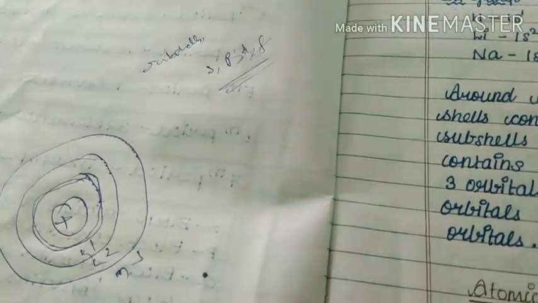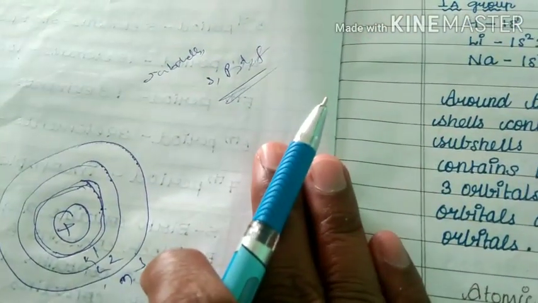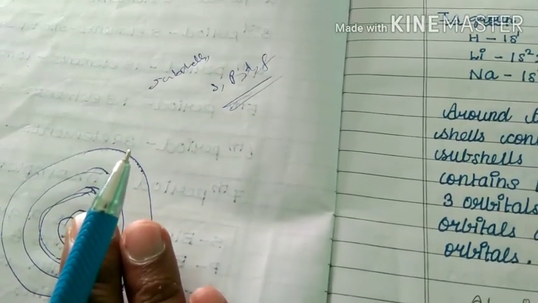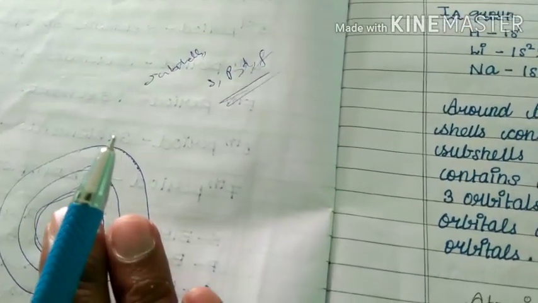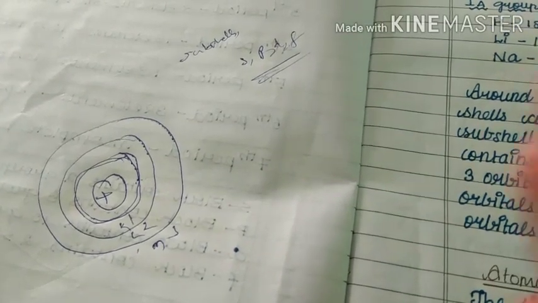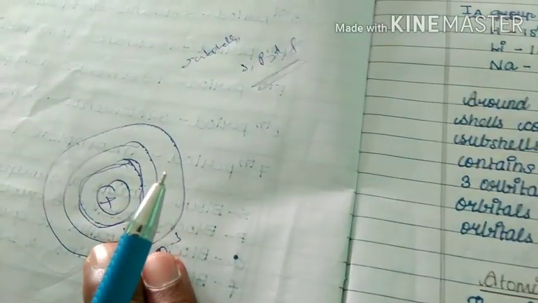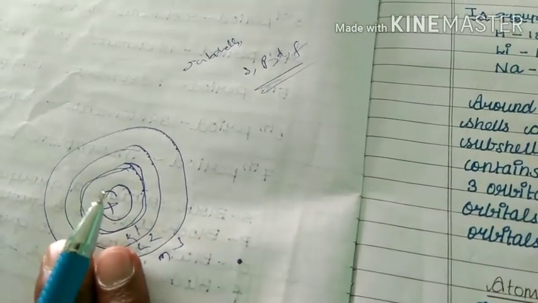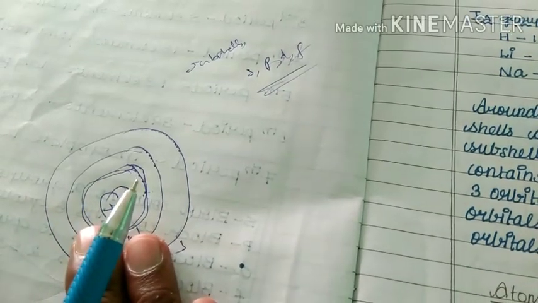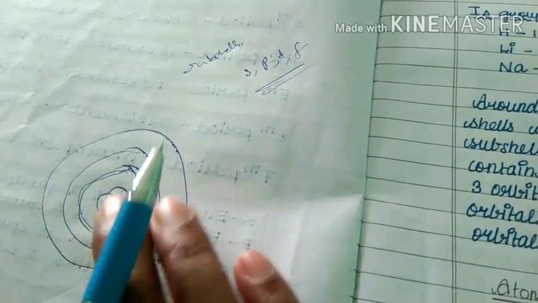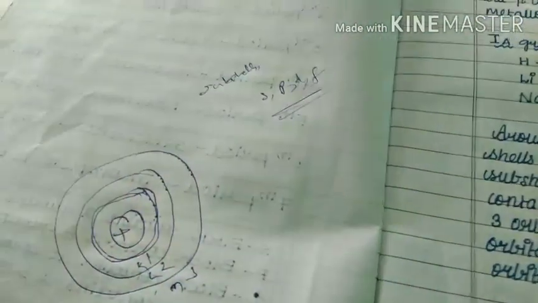So electrons are present in orbitals. Orbitals are present in subshells. Subshells are present in shells. Shells are present around the nucleus. All these are present in the atom. I repeat once again, listen carefully. Electrons are present in orbitals. Orbitals are present in subshells. Subshells are present in shells. Shells are present around the nucleus, not in the nucleus. All these are present in the atom. That is the structure of the atom.